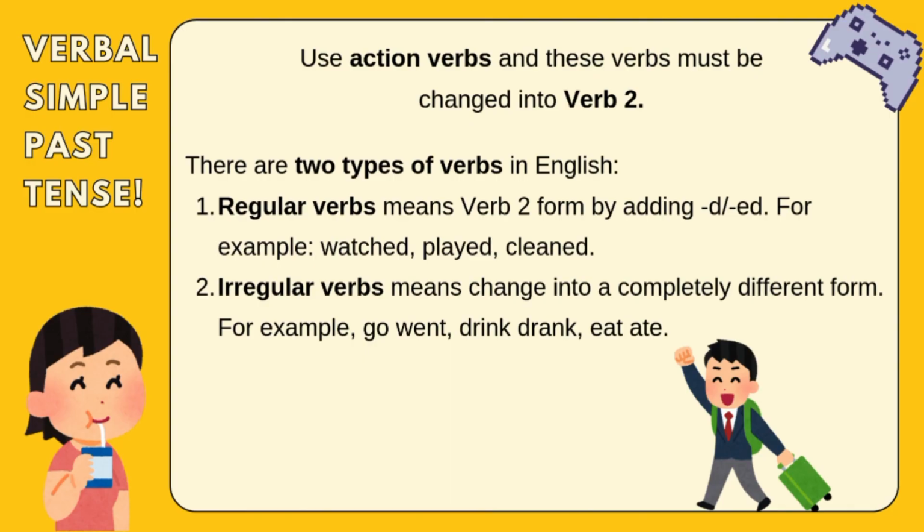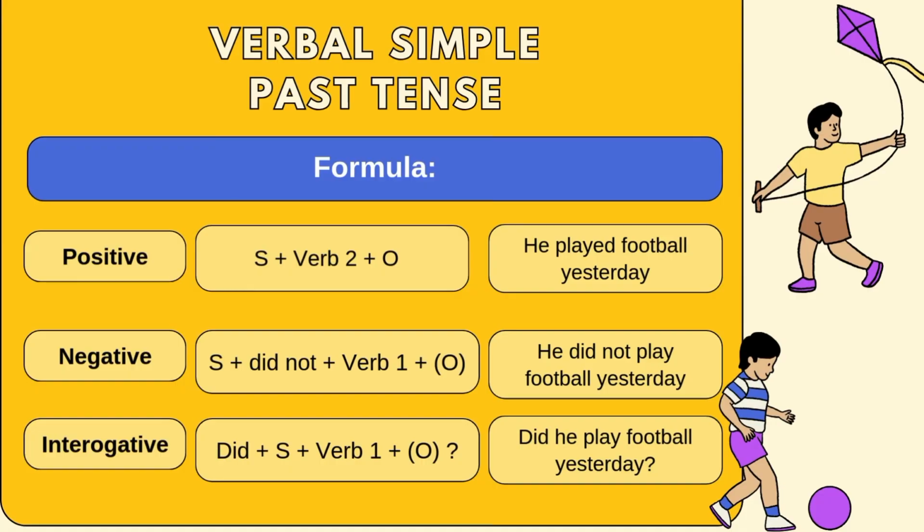And then the second type is irregular verbs. It changes into a completely different form from the base form. For example, go changes into went. Drink changes into drank. It's completely different from the base form. Now let's look at the 3 forms of verbal simple past sentences.